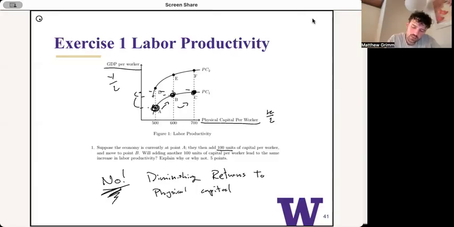So, like we talked about before, as you add more physical capital, it's still helpful. It still helps GDP per worker increase, but it increases at a decreasing rate, meaning when we go from 500 to 600, maybe that helps us by 100 units of GDP per worker. When we go from B to C, that may only help increase by 10. You can see it from this graph too, and how it has this shape like that.